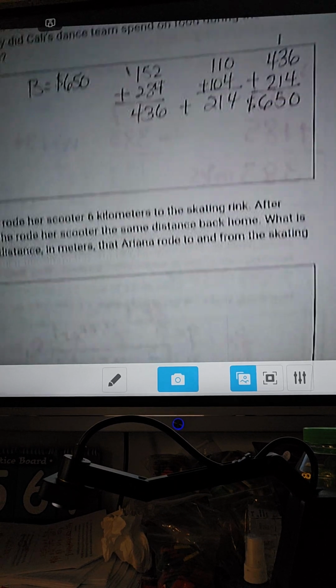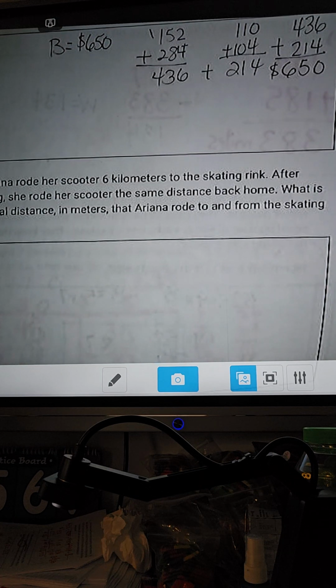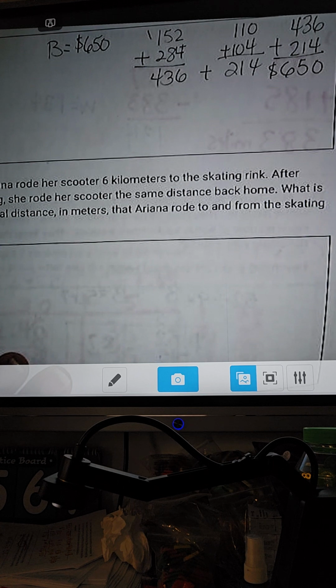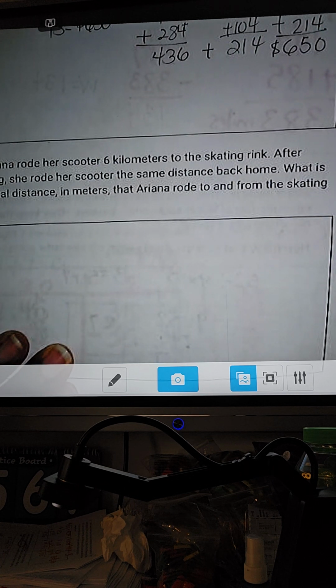All right, number 13. Ariana rode her scooter 6 kilometers to the skating rink. After skating, she rode her scooter the same distance back home. What's the total distance in meters that Ariana rode to and from the skating rink? Okay, so how far was it to the skating rink? How far was it back from the skating rink? Which is 6 kilometers. So what do I do with that?